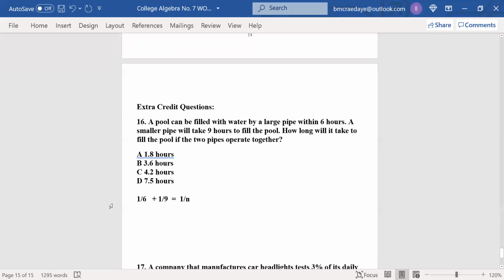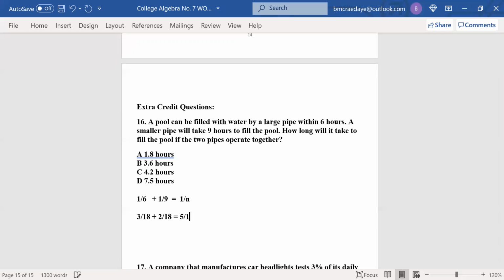Now, what's the least common multiple here? 18. So this becomes 3/18 plus 2/18, right? And what's that equal to? 5/18. So what is n equal to?